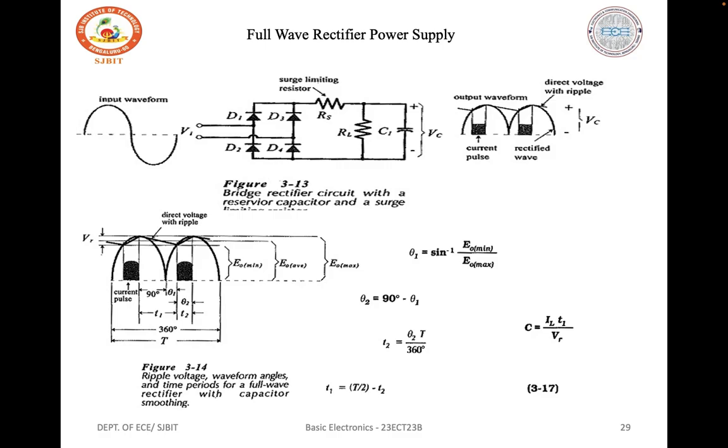So it is shown in this figure. The average forward current for each diode is half of the load current. IF average is equal to IL by 2.